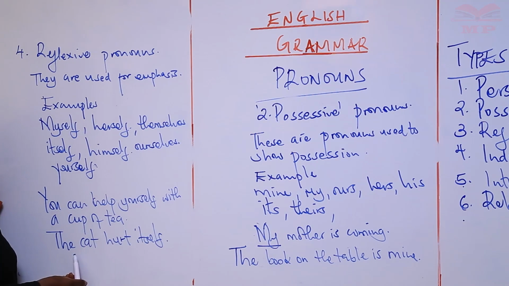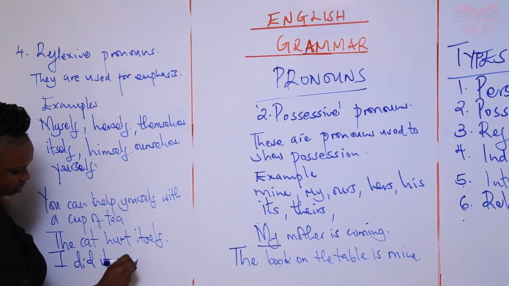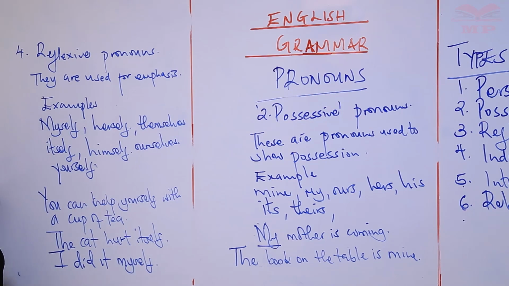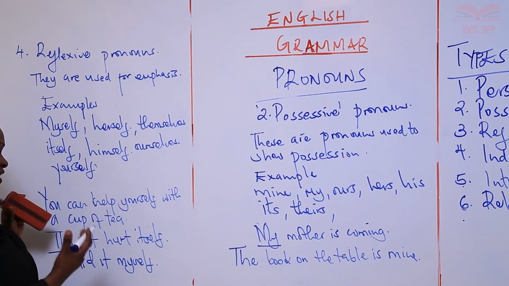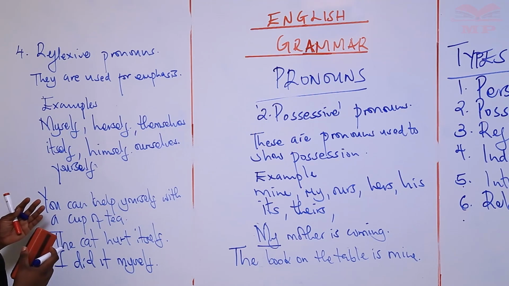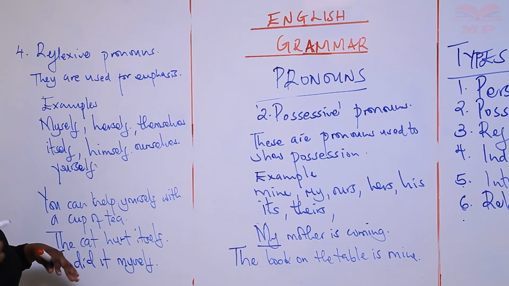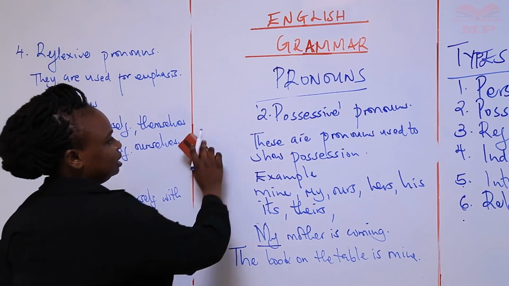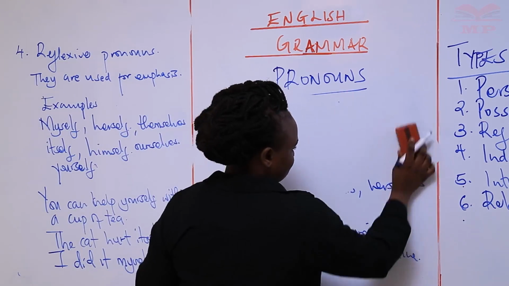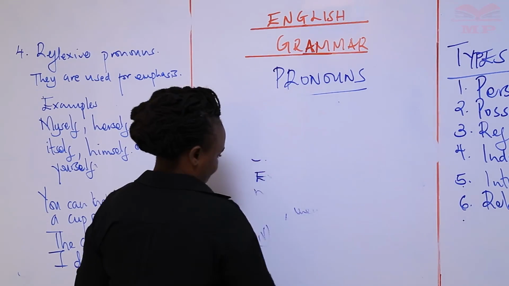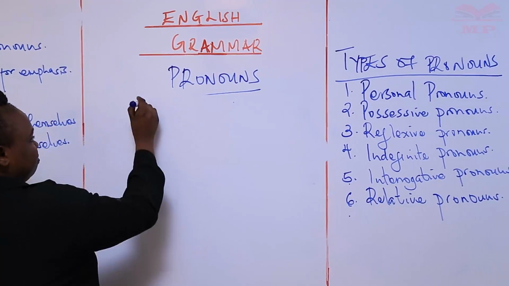So the emphasis is on the pronoun, then the noun in the sentence. Then you can say I did it myself. Since our focus is not majorly on reflexive pronouns, it's just an overview. Whenever you see them, you know that this is a reflexive pronoun, this is a personal pronoun, this is a possessive pronoun. All right, now the fourth one we have is indefinite.